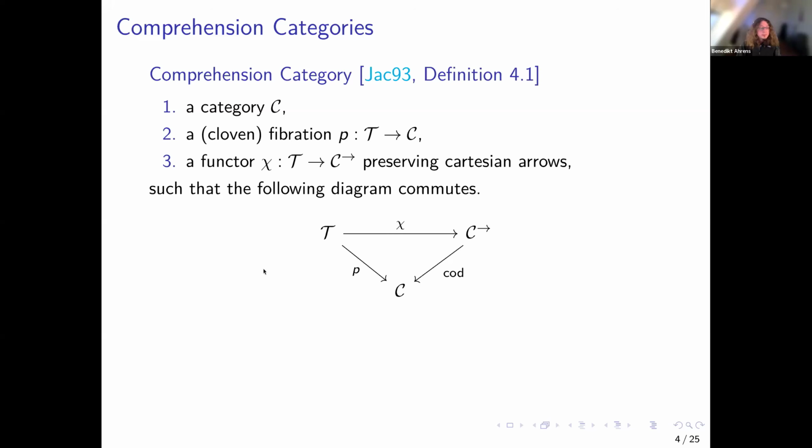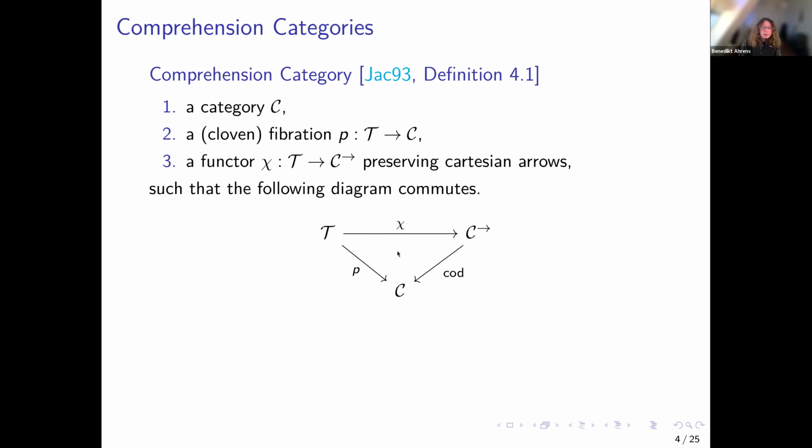Okay, so what is a comprehension category? It consists of, first of all, a category C, down here. Then we have a cloven fibration. In our case, we always assume all our fibrations to be cloven. So we have a category T here, and a functor P that is assumed to be a cloven fibration. And we have a comprehension functor χ from T into C arrow that is supposed to preserve Cartesian arrows. And we want this triangle to commute.